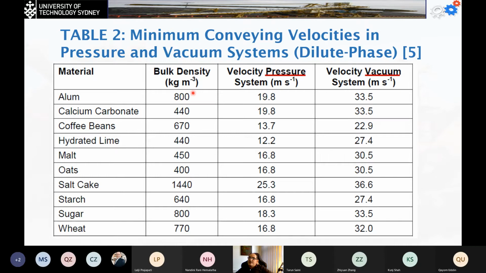So you can see, if you follow this table, that the higher density material requires a higher velocity for the conveying. Because simply it is going to be heavier, and thus we need to add more velocity to make things move.